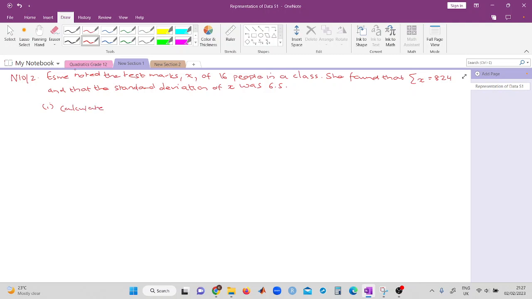calculate summation of x minus 50 and calculate the summation of x minus 50 to the square. Ça c'était la première partie.